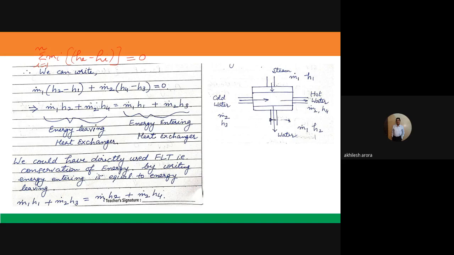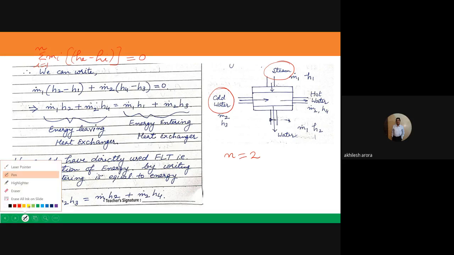Okay, so what is the value of n in the present case? The value of n is equal to 2, because there are two streams which are entering. One is the cold water stream which is entering, and this is the stream which is entering. So basically the value of n is equal to 2. So there are two entries and two exits. So just let us apply this particular equation now.